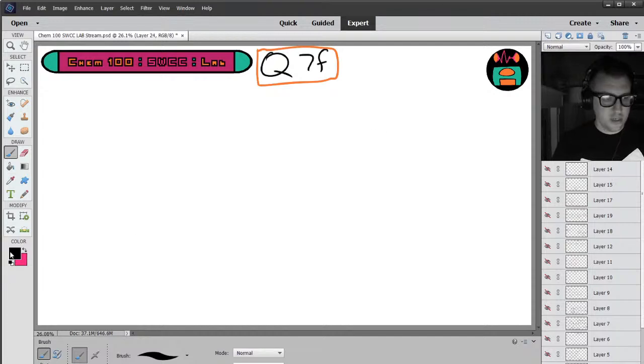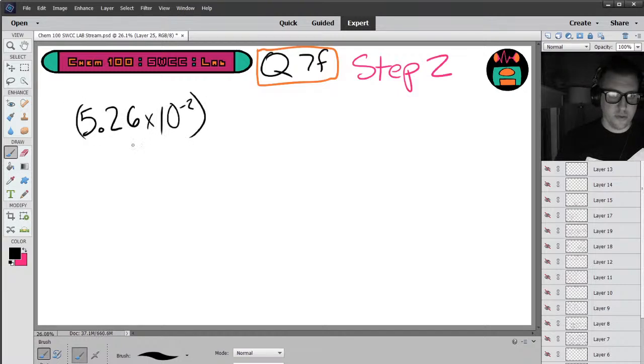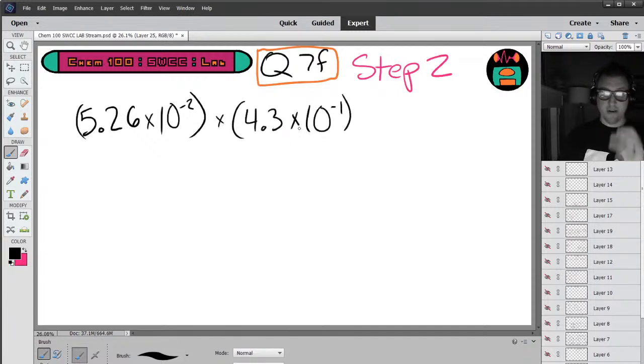Let's take a look at step 2. Let's figure out our denominator, and then we'll bring this whole thing back home. So our denominator is 5.26 times 10 to the negative 2 times 4.3 times 10 to the negative 1. Again, everything in this expression is multiplied, so we can rearrange this however we want.